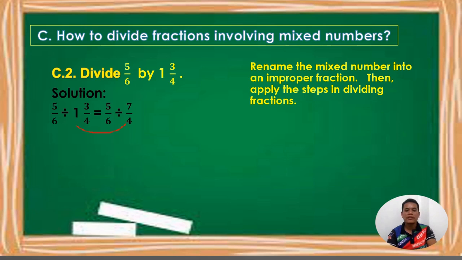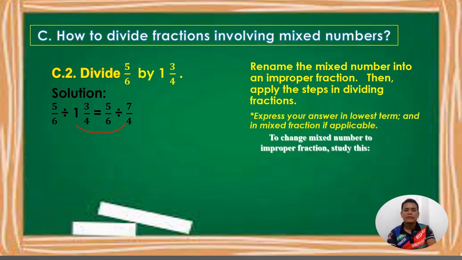Okay, as shown also in these steps. That is 4 times 1 equals 4 plus 3 equals 7. Denominator is 4. Then proceed to the next step. Invert or get the reciprocal of the divisor. It is 4/7, then change the division sign to multiplication sign. And take note, our factors here are already 5/6 and 4/7.